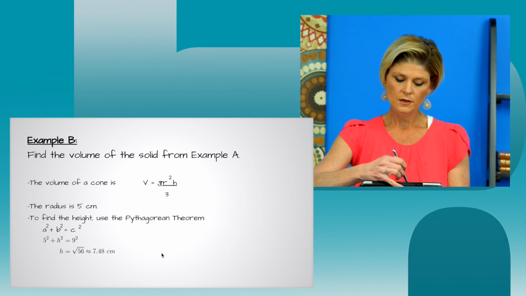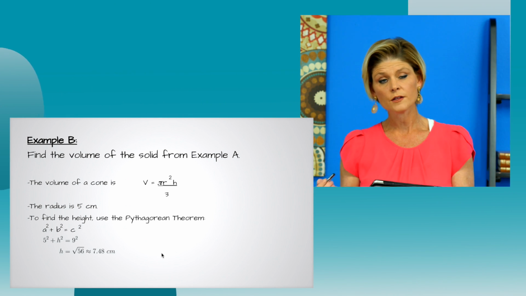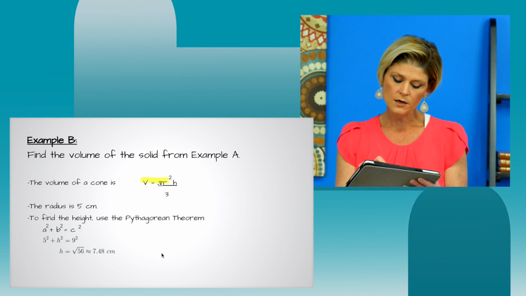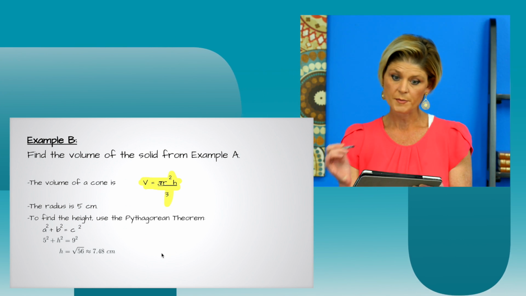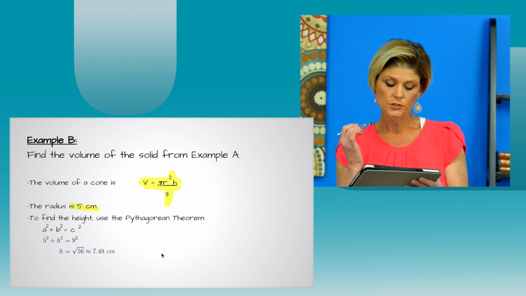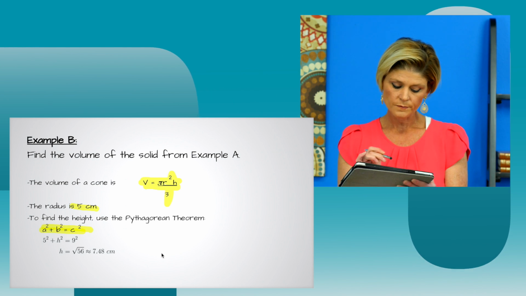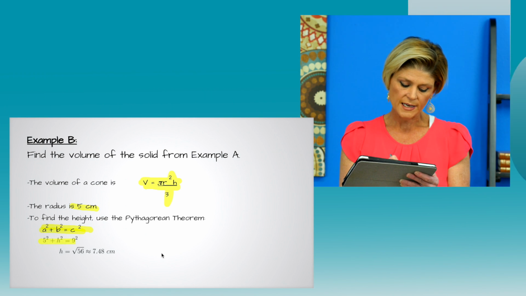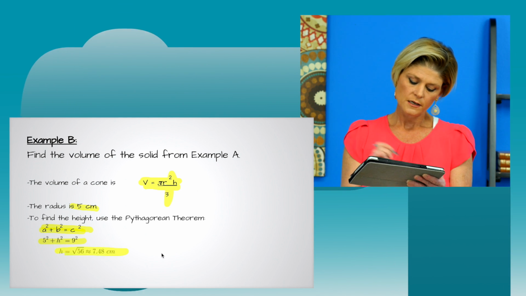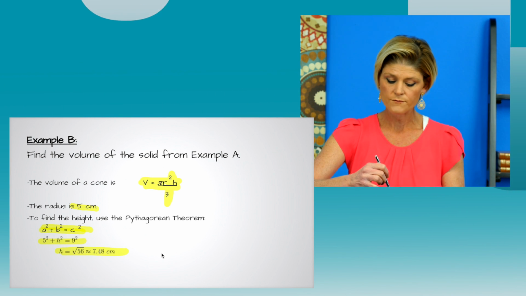All right, continuing on, kind of on the same problem. Example B is asking us to find the volume of the solid from example A, the one we just did. The volume of a cone is pi r squared times height divided by 3. We know that the radius is 5 centimeters. To find the height, we're going to have to use the Pythagorean theorem, which is a squared plus b squared equals c squared. Plug in what we know: 5 squared plus h squared equals 9 squared. Ultimately, that leads us to a height of the square root of 56, which is just about 7.48 centimeters. So now we can use that for height.